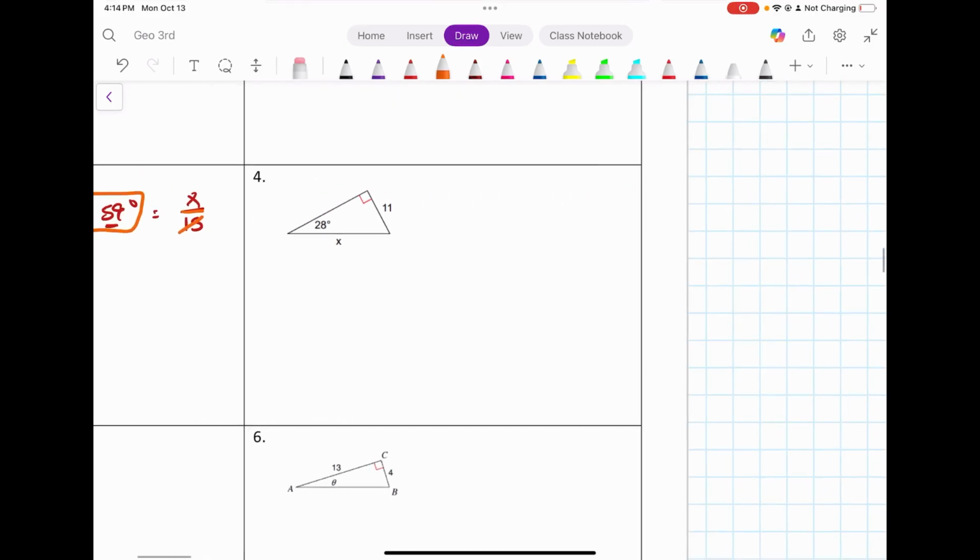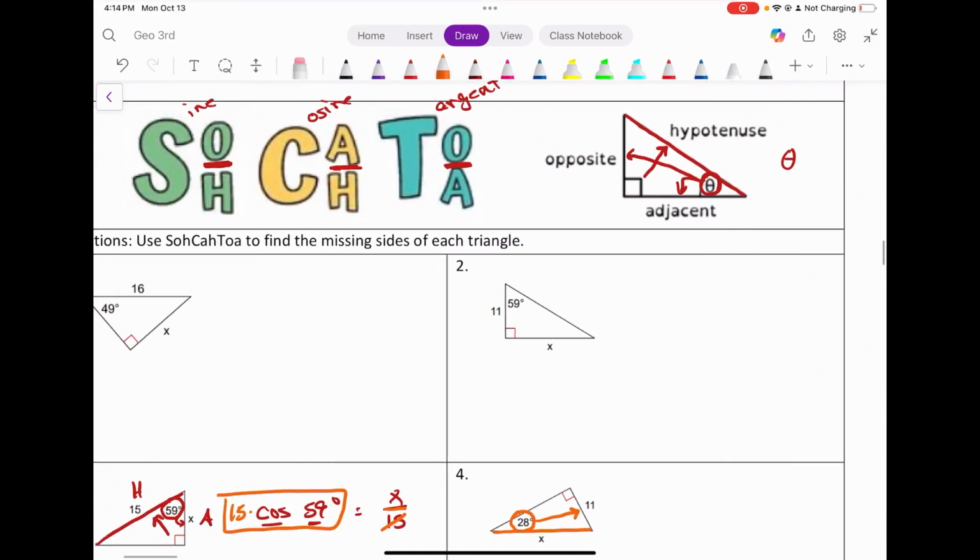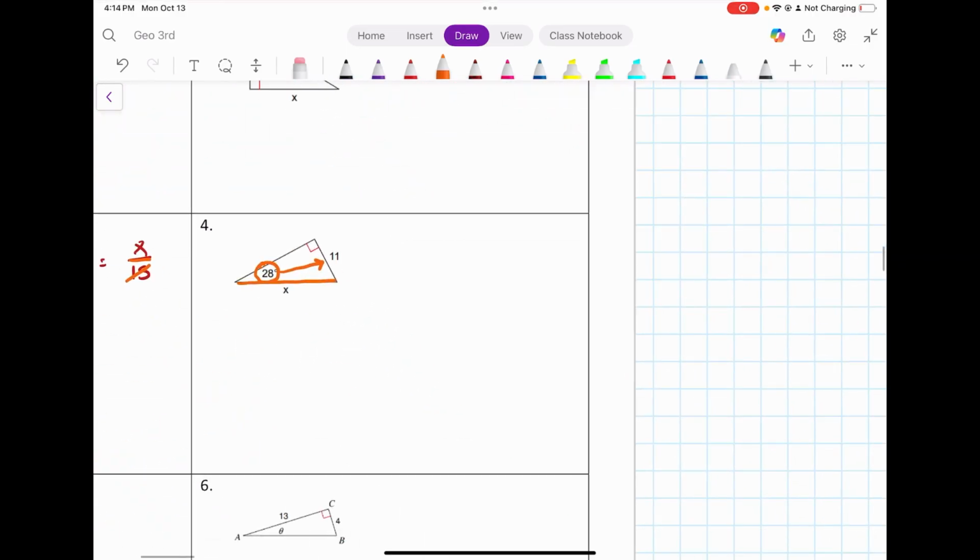Number 4 here. Again, here's our angle in question. This one's slightly different. We all know that this is the hypotenuse again, and this is now the opposite side. So, opposite and hypotenuse, we are now dealing with what's called a sine problem. The sine, abbreviated SIN, of an angle is equal to opposite over hypotenuse.